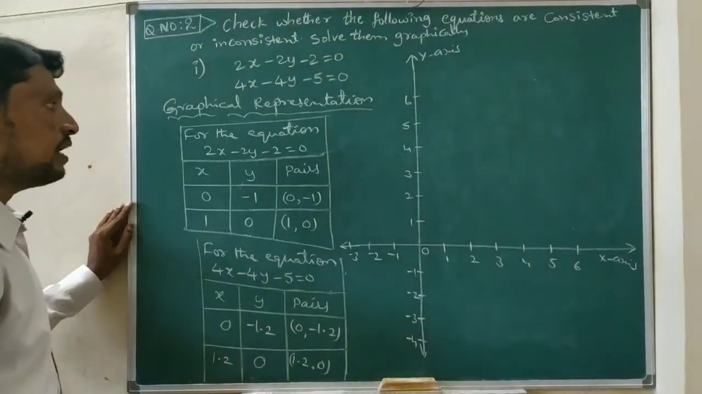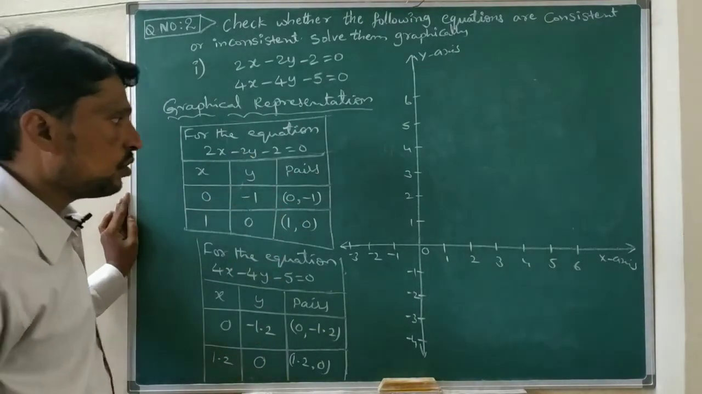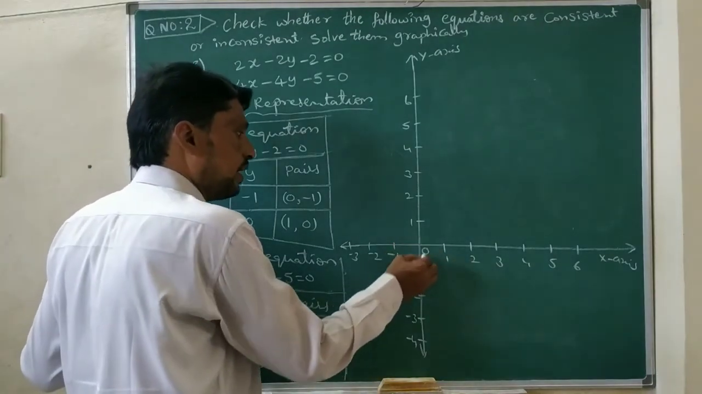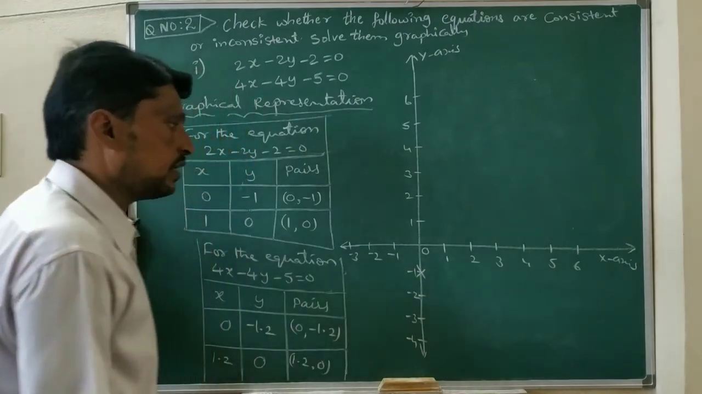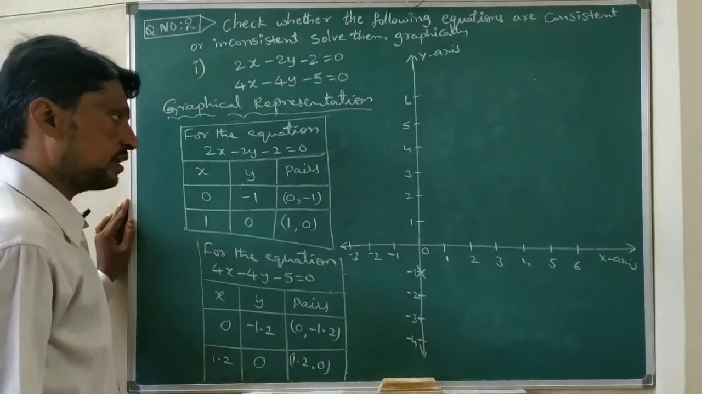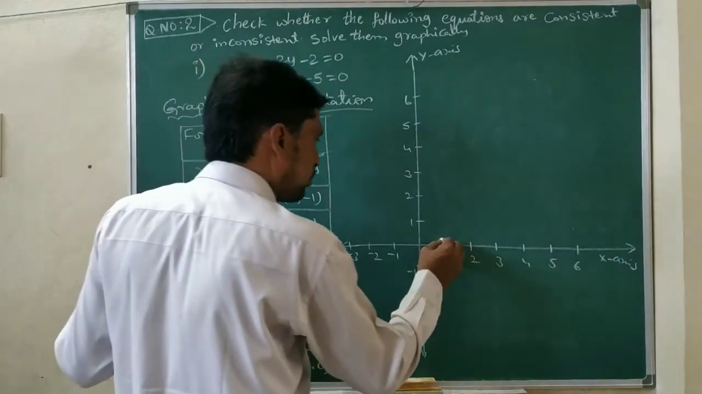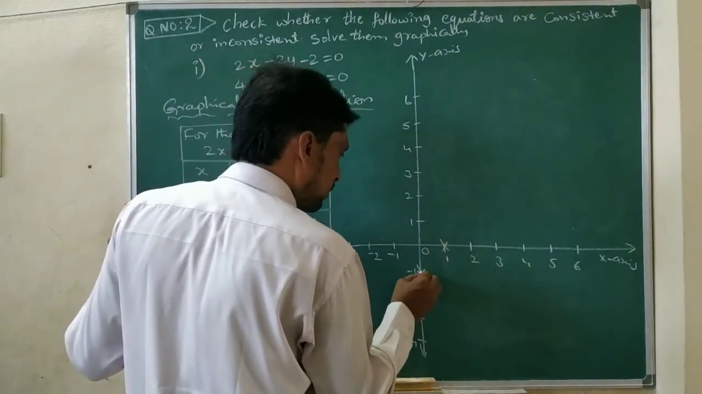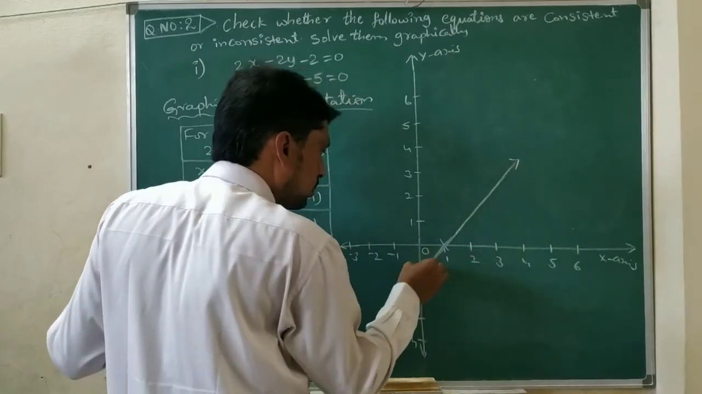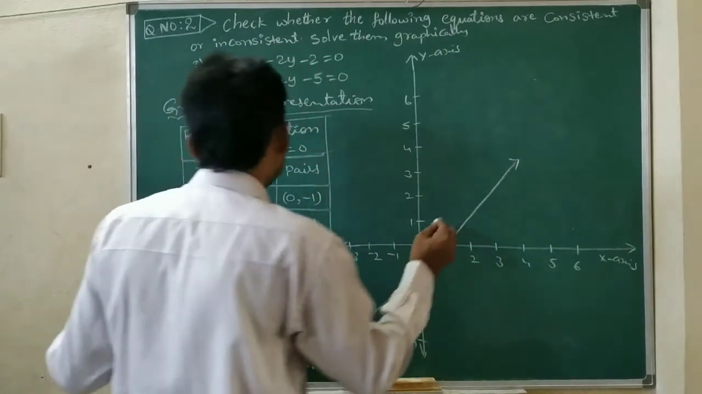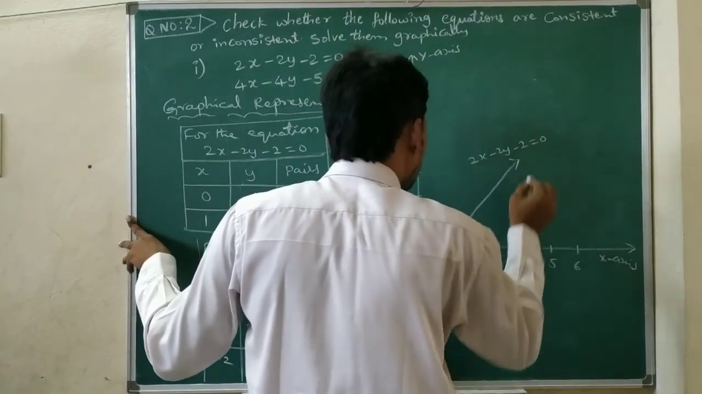Now you can take the first equation's pair, 0 comma minus 1. So here 0 and here minus 1, the y value is minus 1. 0 comma minus 1 we are getting at the y-axis. Next one is 1 comma 0, we can get on the x-axis. So this equation is 2x minus 2y minus 2 equal to 0.